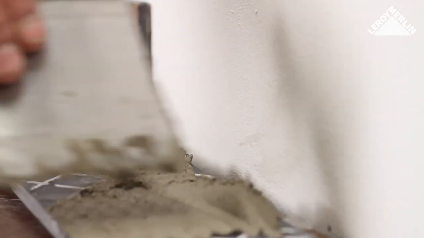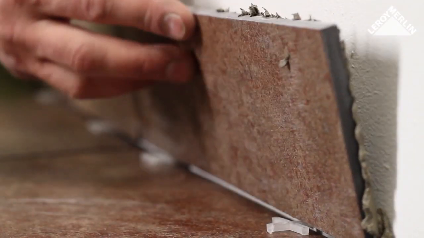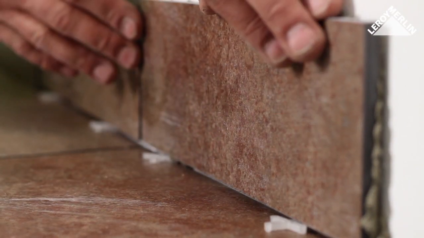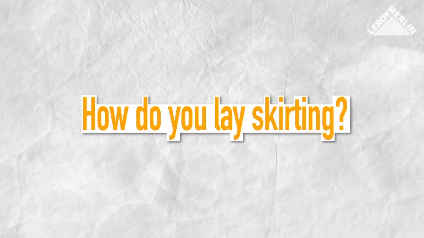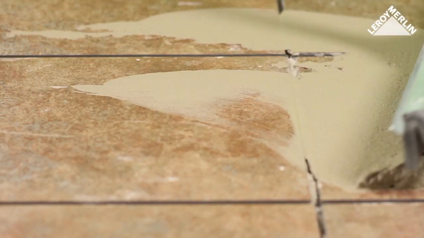They can be laid before or after the joins. Lay them simply by gluing the underside and ensuring their joins match up with the rows of tiles. Leave to dry for 24 hours and then prepare your grout.